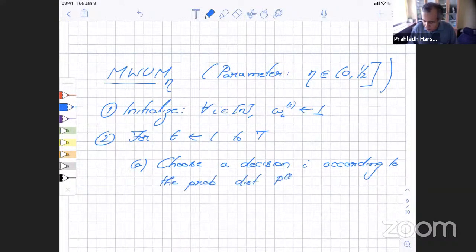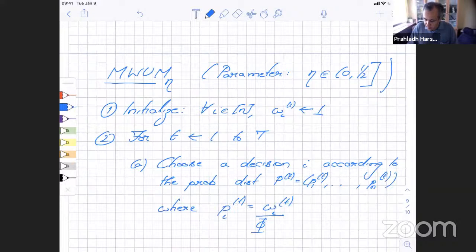P^t, which is P_1^t, ..., P_n^t, where what are the P^t by themselves? Each P_i^t is just the normalized weight. It's the weight divided by Phi^t, and Phi^t itself is just the sum of the weights.